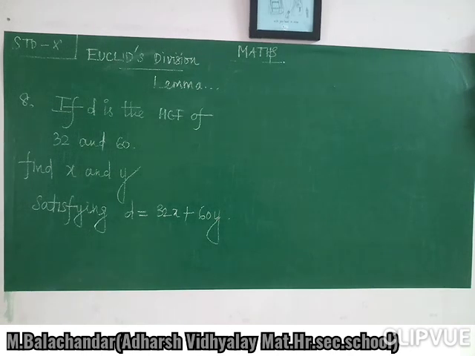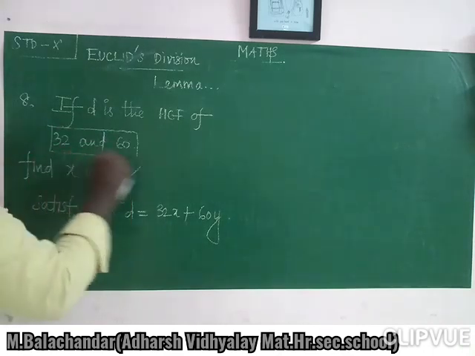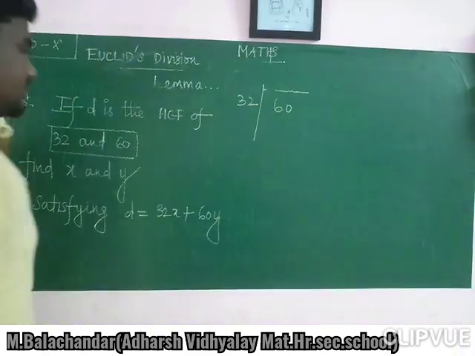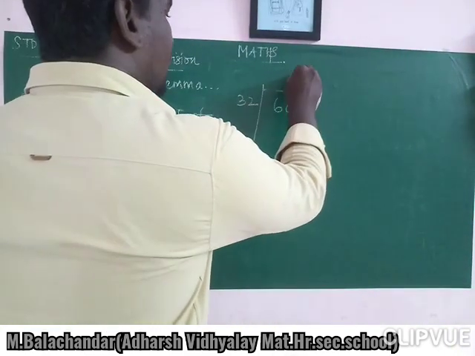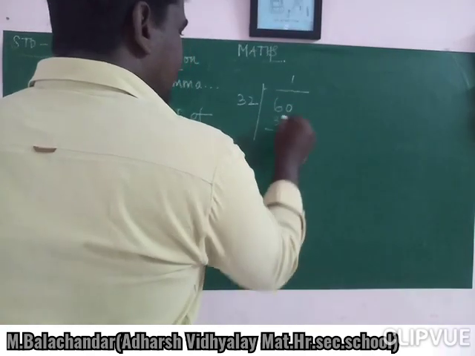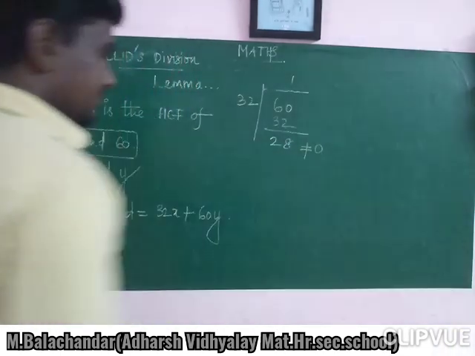Question number 8. If D is the HCF of 32 and 60. Better we find the HCF of 32 and 60. So if you know the value of HCF of 32 and 60, it will be the value of D. Okay. So 60 is the dividend and 32 is the divisor. So 1 time 32. Remaining 10 minus 2, 8. 5 minus 3, 2. Not equal to 0.